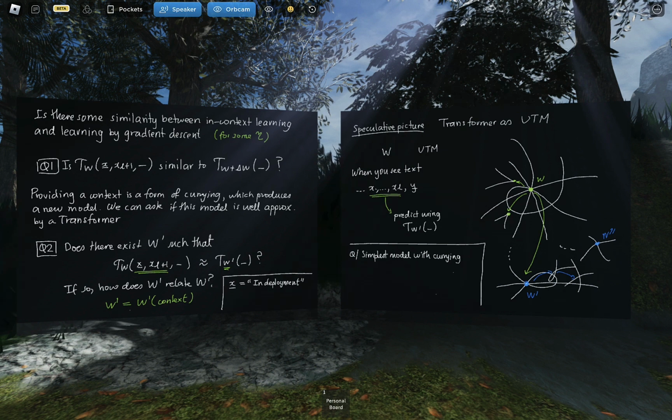So suppose an angel comes down and hands you this function W prime of context. What now? Well, I'm not sure what you're asking. What would you do with it?